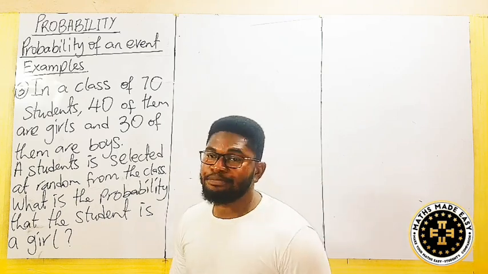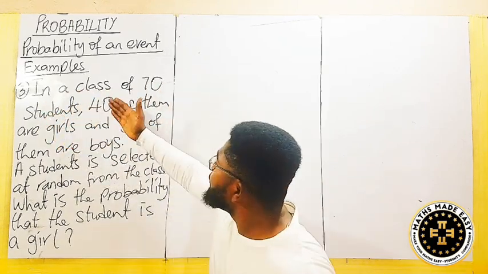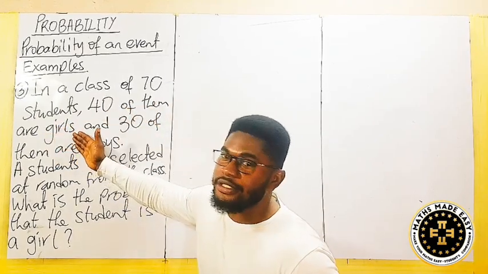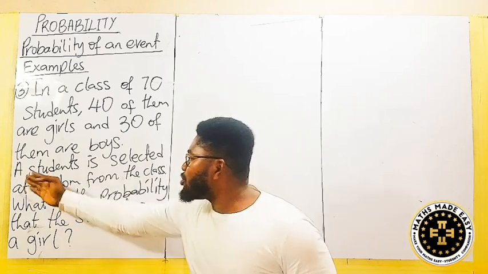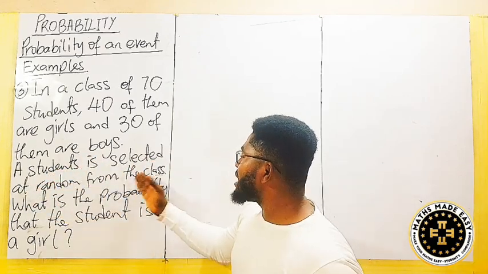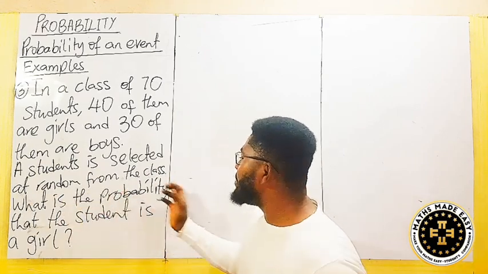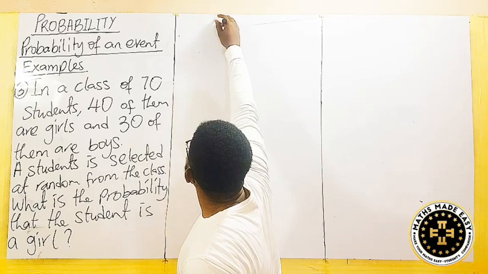Now let's read the question. It says, in a class of 70 students, 40 of them are girls and 30 of them are boys. A student is selected at random from the class. What is the probability that the student is a girl? Let's put the data down. Solution.